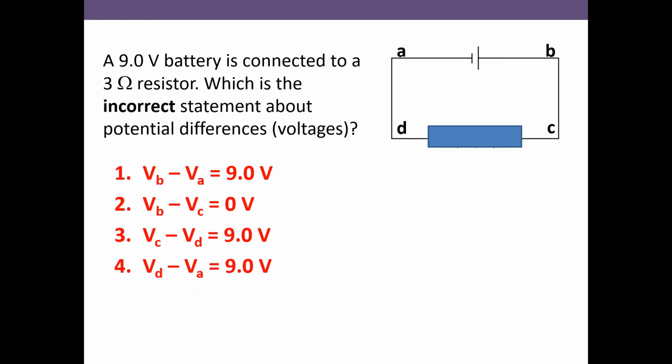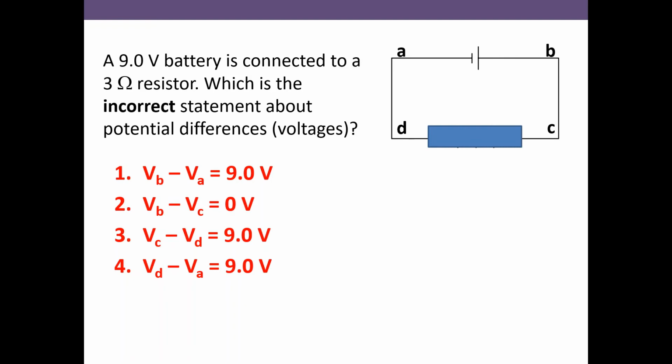If we look at 2, the voltage between points B and C is 0 volts. Now, the voltage between 2 points of a wire is very low. It's not the same as the voltage across a battery because energy isn't used up that much between 2 points of a metal wire. So it looks like 2 is correct.